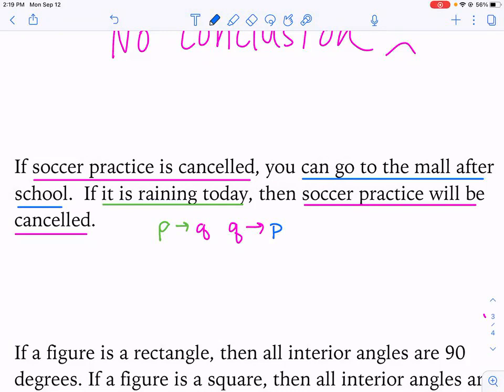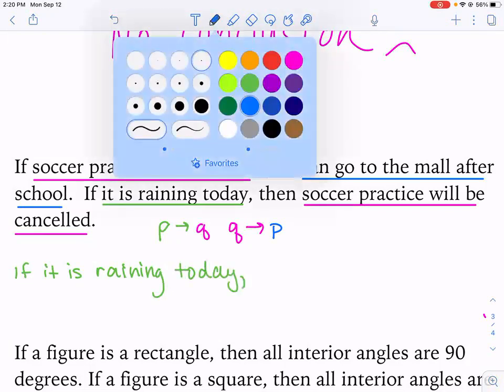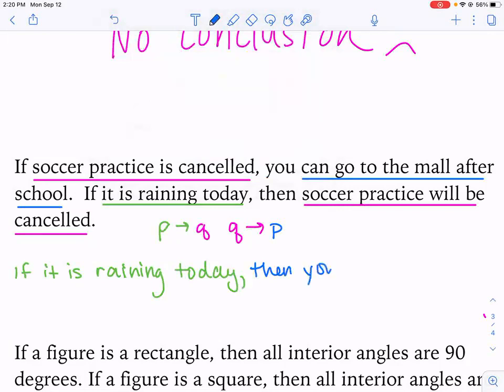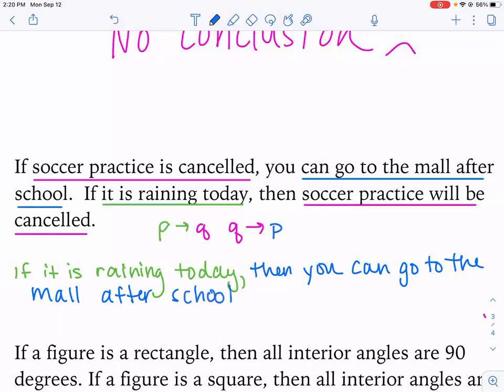Drew, can we make a conclusion? Yeah? Okay, so we can write: if it is raining today, then you can go to the mall after school. Okay, we just used the law of syllogism.